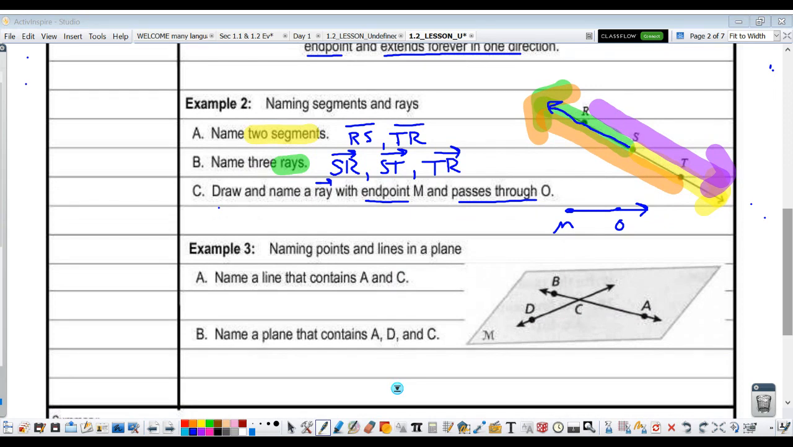Okay, here's another example, naming points and lines in a plane. So example 3A, name a line that contains A and C. Let's find A and C. There's A, there's C. Remember, C is intersecting 2 lines. And so I could say line AC, line AB, line BA, just pick one. But you know what? Look at this. If I know point A and point C have a line that contains them, I can just use A and C with a line above, and that checks from our figure.